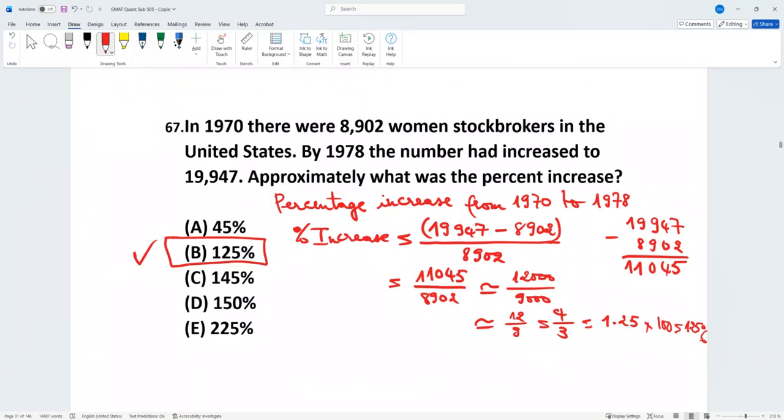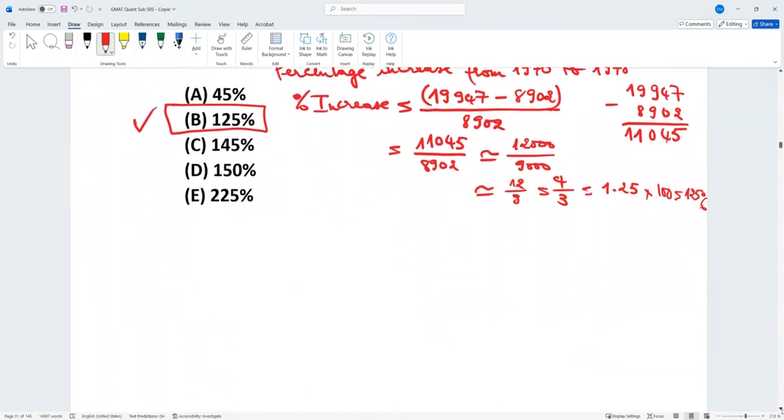Okay, so that's how you find it. Because the question says approximately what is the integer increase, we are looking for the approximate value, not the exact value. Okay, let's move on to question number 68.